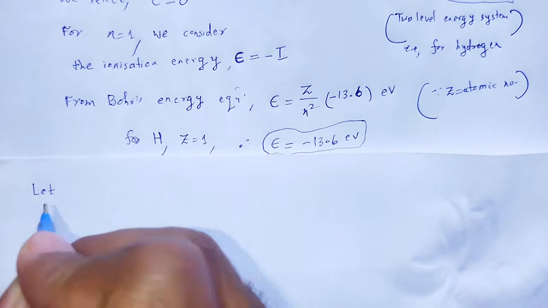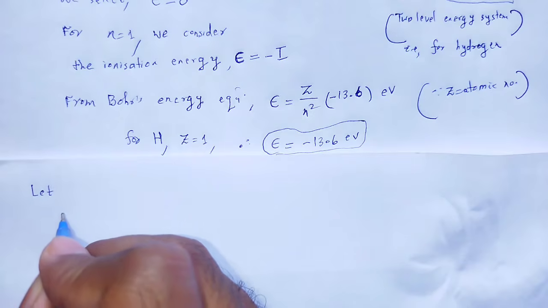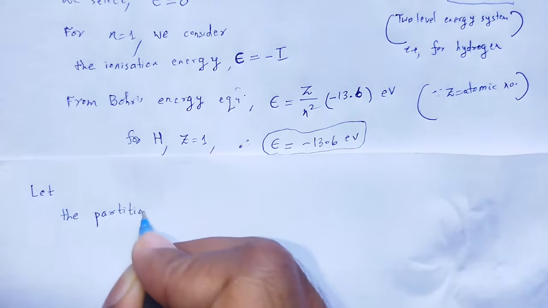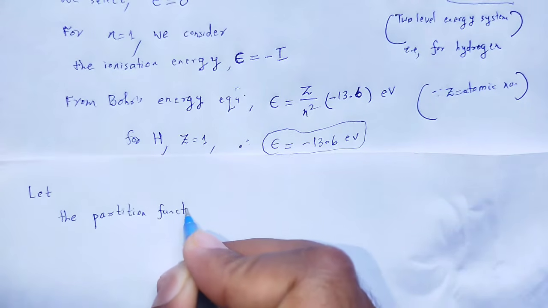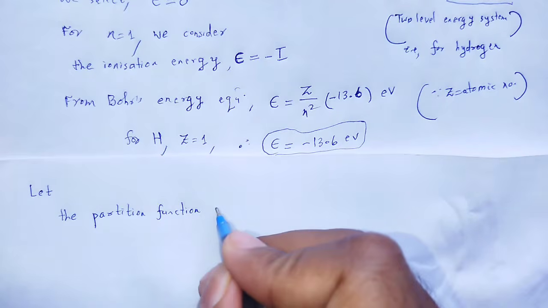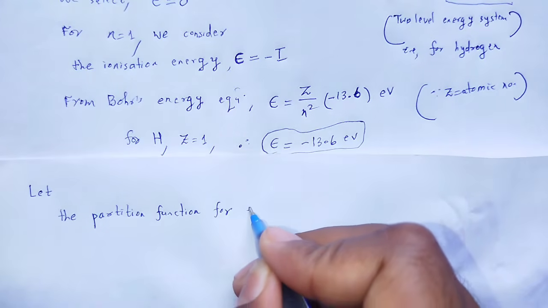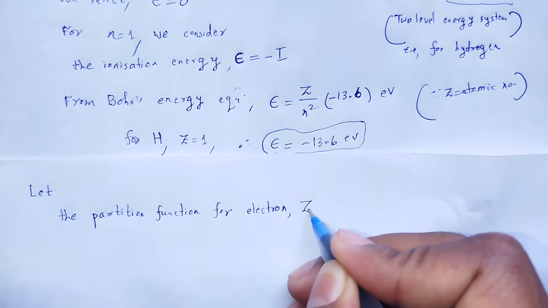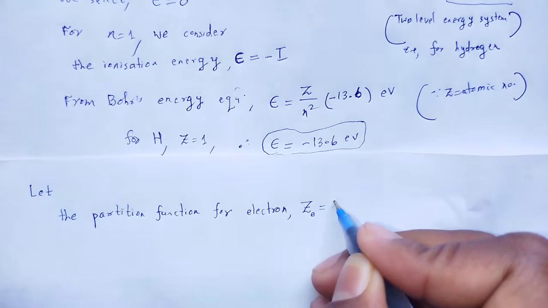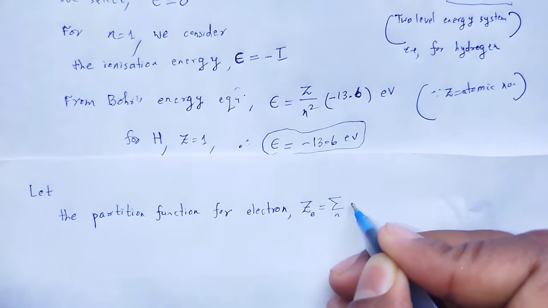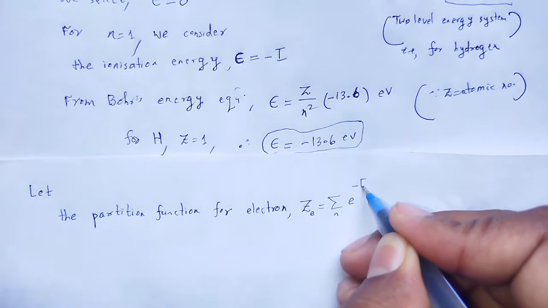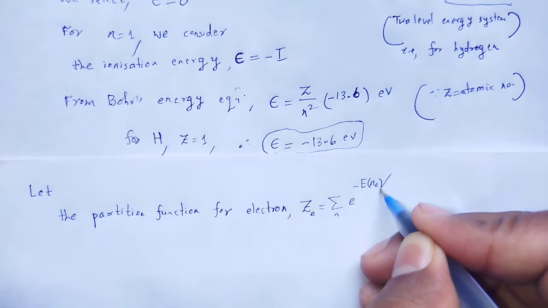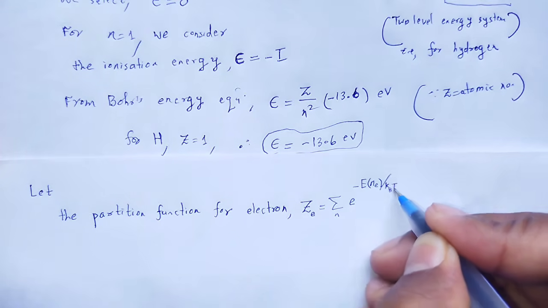Let the partition function for electron, Z_e, be equal to the summation over n of e to the power minus E for the number of electrons N_e, divided by k_B T.